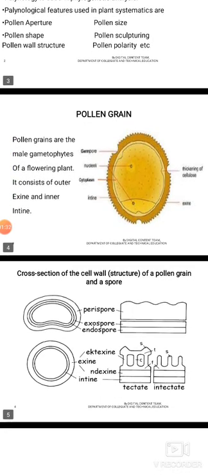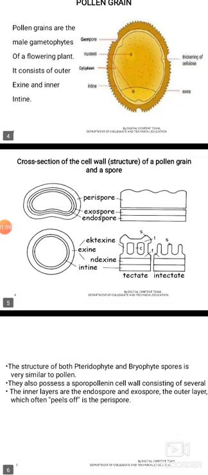The pollen grains are the male gametophytes of a flowering plant, and each consists of a thick outer covering known as exine and an inner thin layer known as intine. This is a cross section of the cell wall of a pollen grain and the spore. The structure of both pteridophyte and bryophyte spores is very similar to the pollen.